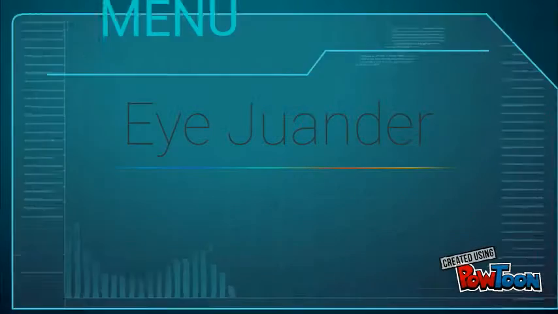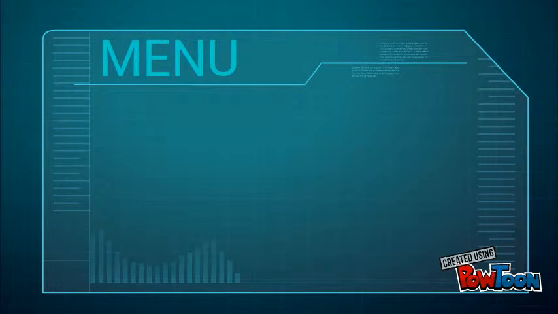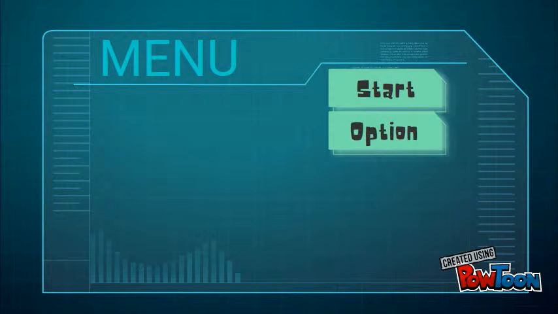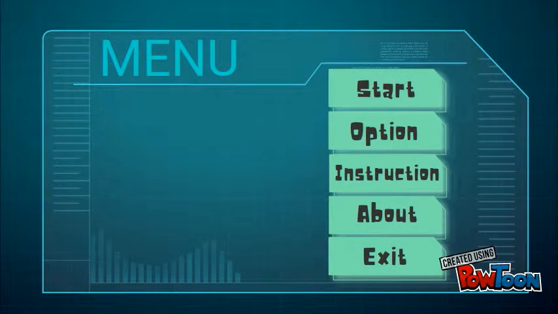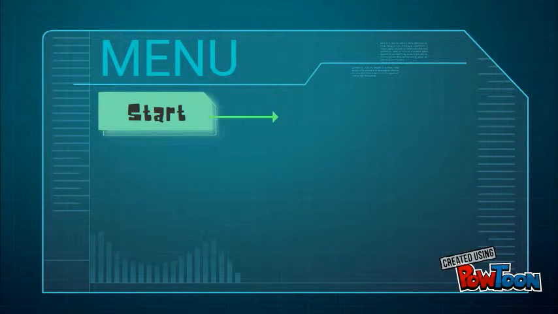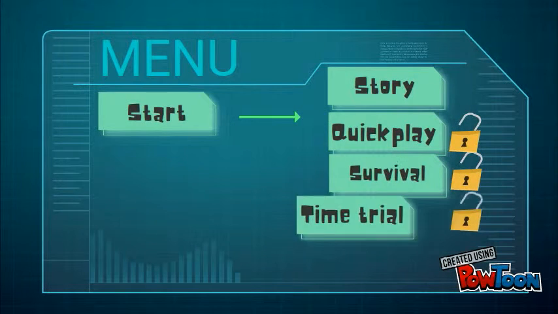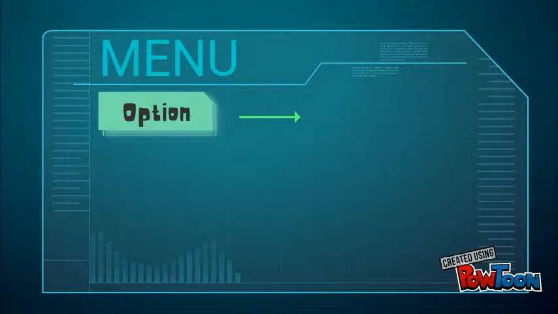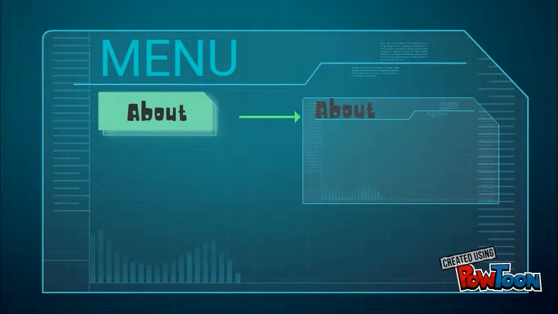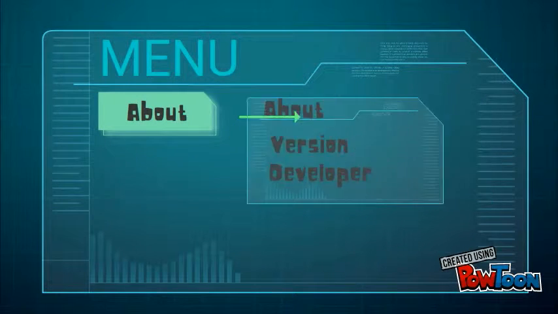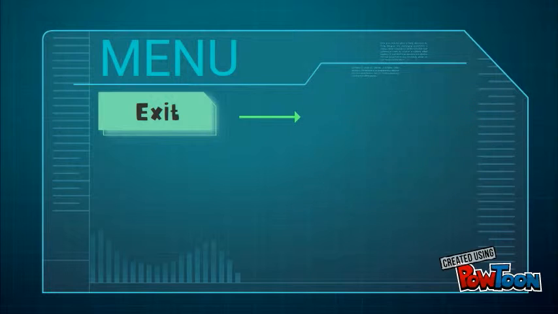iWonder starts with a game menu. The menu contains buttons such as Start, Option, Instructions, About, and Exit. The Start button displays the game modes available to play. The Option button shows game functionality such as sounds. The Instructions button provides game instructions. The About button shows game information and developers' information, while the Exit button closes the game.